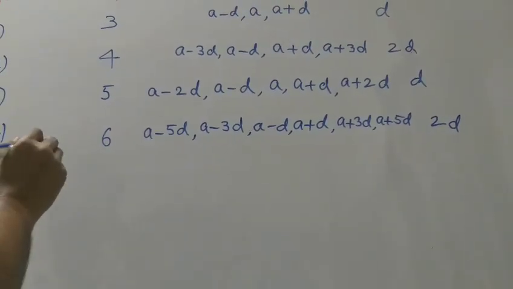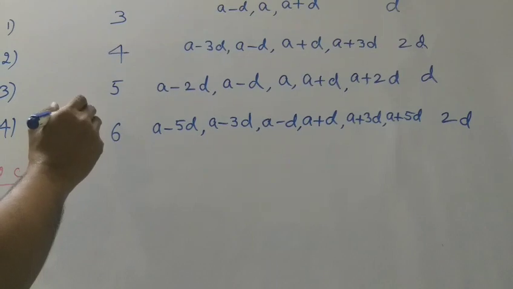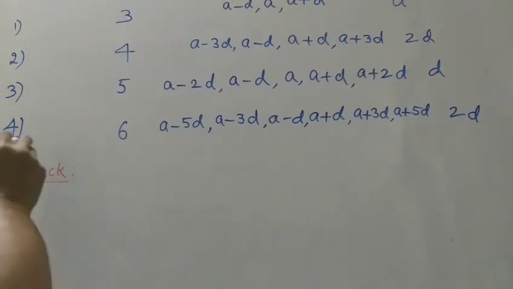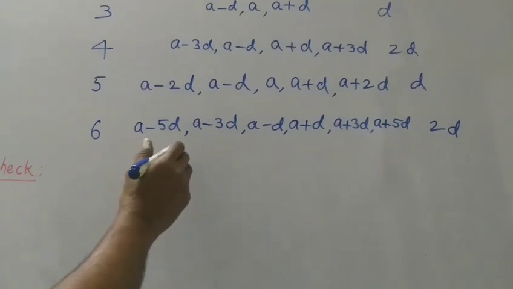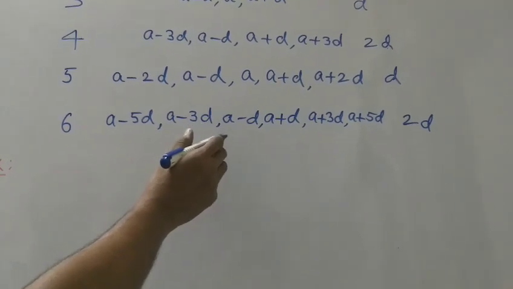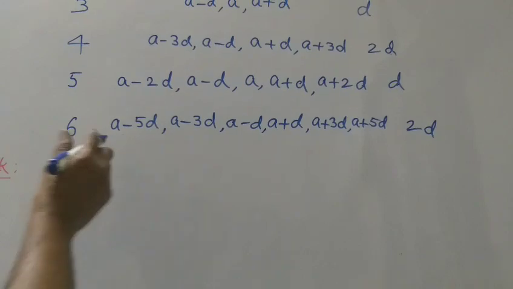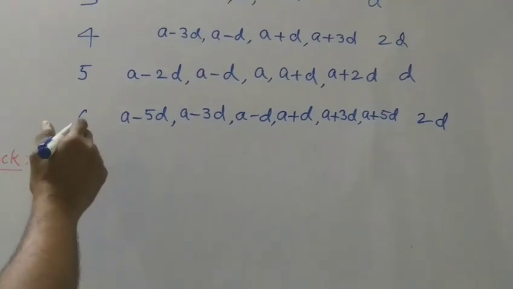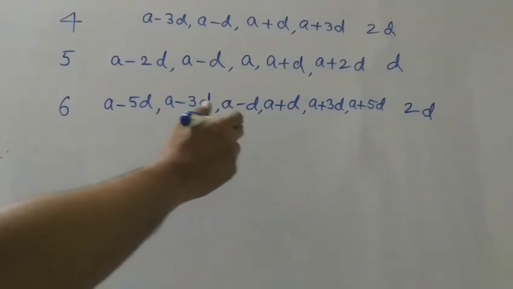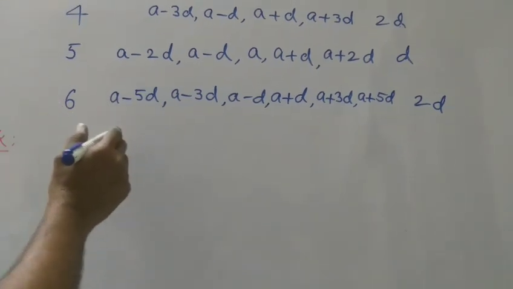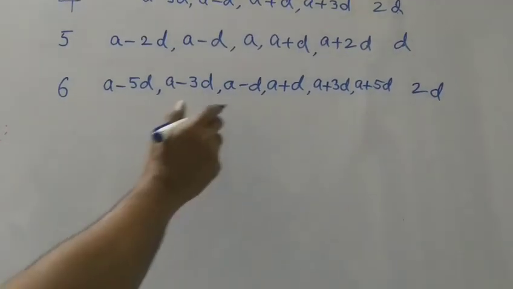Next one, number of terms 6: a minus 5d, a minus 3d, a minus d, a plus d, a plus 3d, a plus 5d. We have to confirm whether the common difference is 2d or not. That is going on now. Listen to me.